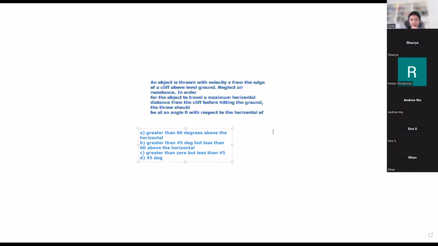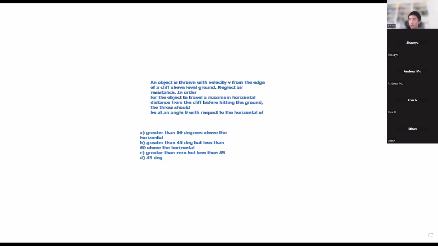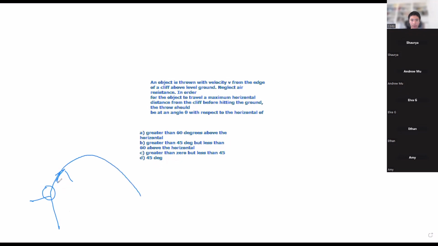Okay, so for this question, the answer is probably best if you memorize it for the AP exam, because it's a common question. Basically, the answer is D, 45 degrees, because when you throw an object, it's a parabolic motion.